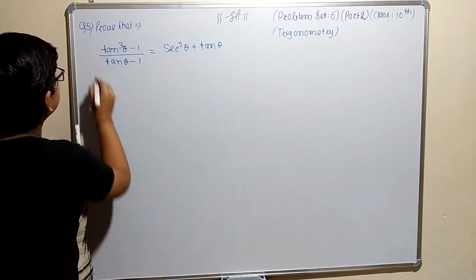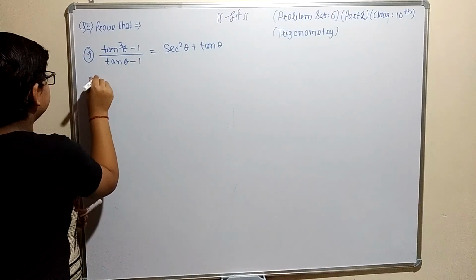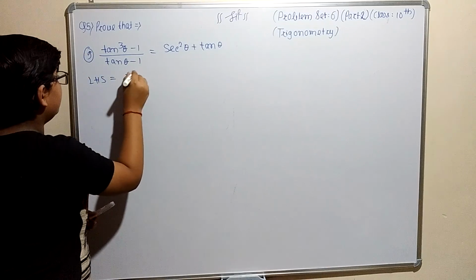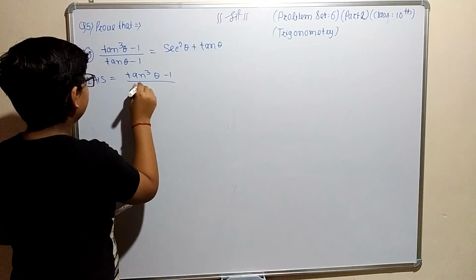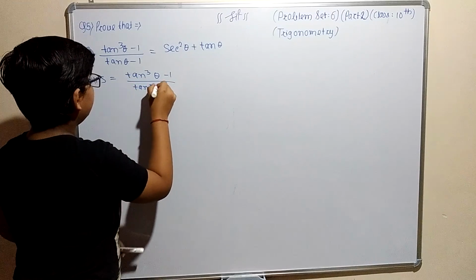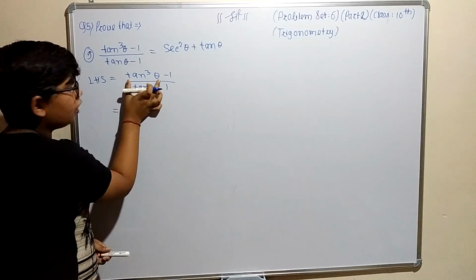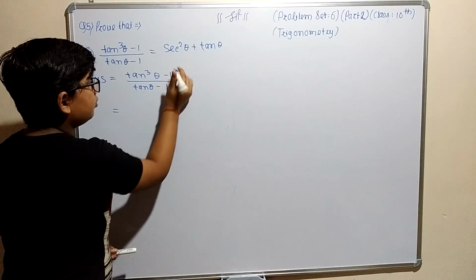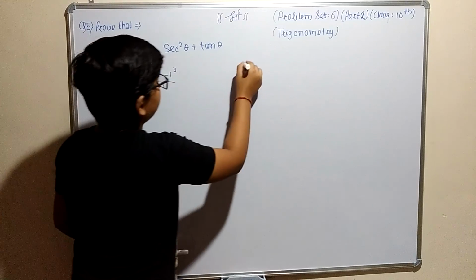Now this is our 9th number question. Now we will try proving it. Now in this question, LHS is equal to tan cube theta minus 1 divided by tan theta minus 1. Now if you concentrate on numerator, here is 1. 1 is nothing but 1 cube. Now it is in the format of a cube minus b cube.